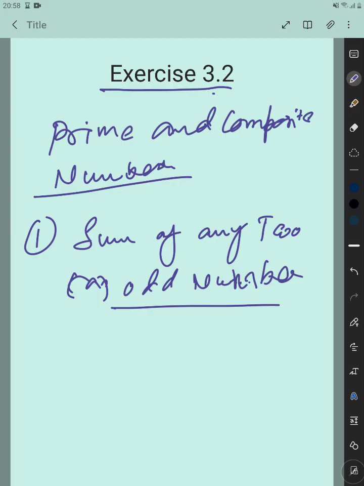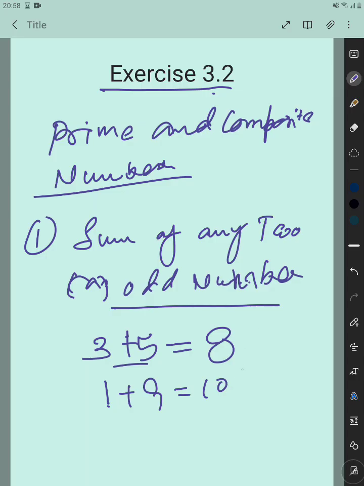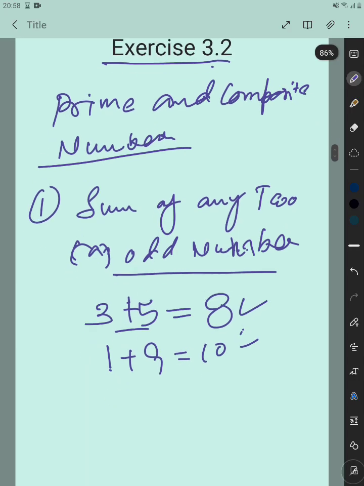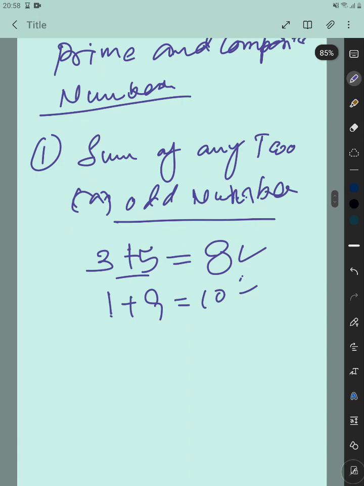So you take any two odd numbers. For example, you are taking 3 as an odd number and 5 is also an odd number, so the sum will always be an even number. Take 1 plus 9, it will be 10. So both are even numbers. So what we will write: sum of any two odd numbers will be an even number. So this will be the answer.